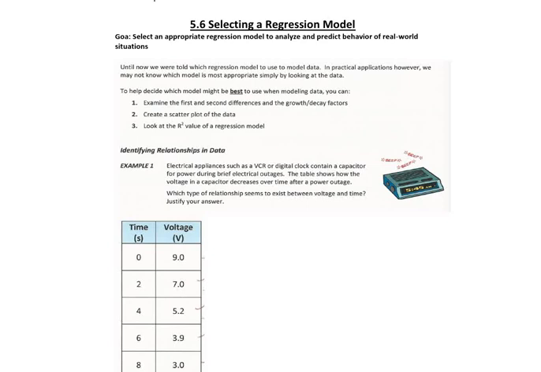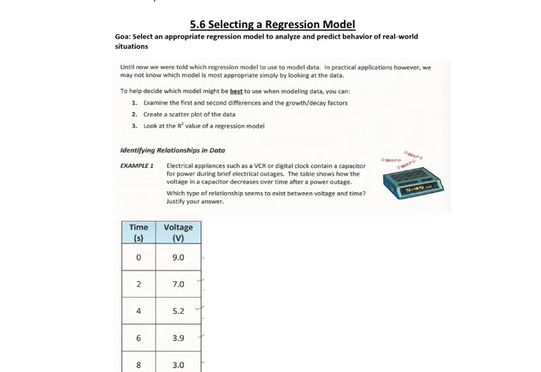Then after that, you can create a scatter plot on Excel, and then you can look at your R-squared value. Okay? Remember that the closer the R-squared value is to 1, the better the fit. So you're going to do the same graph 3 times, and then you're going to do 3 different regression lines. Okay? You're going to do linear, quadratic, and exponential. And the one that gives you the best R-squared value, so the closest to 1, this would be your best fit.